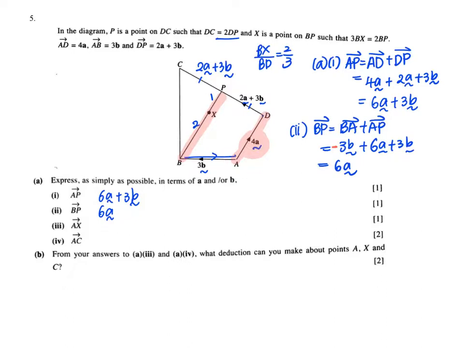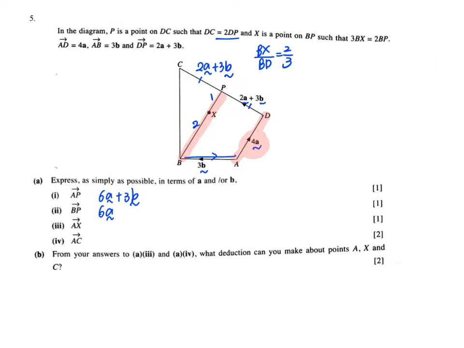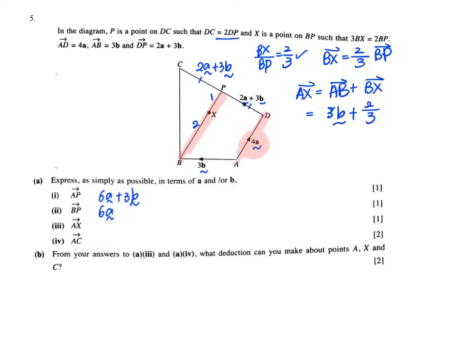Next, they want us to find the vector AX. Let me clean up my screen a little bit so that we can continue with the working. AX will be AB and BX. I know that BX equals 2/3 of BP. So I want to find AX. AX will mean A travels to B and then B travels to X. AB is in the correct direction, so it's 3b. BX now is 2/3 of BP.